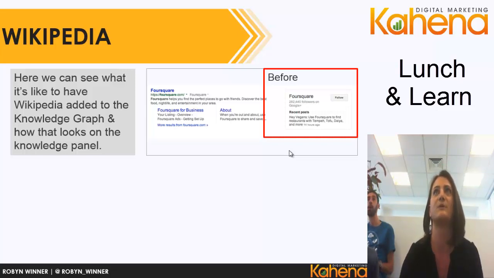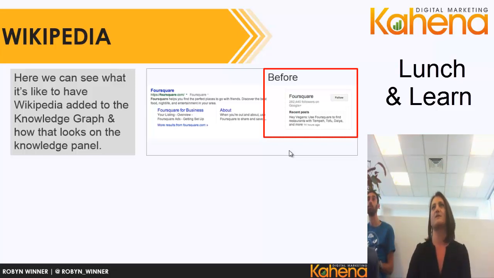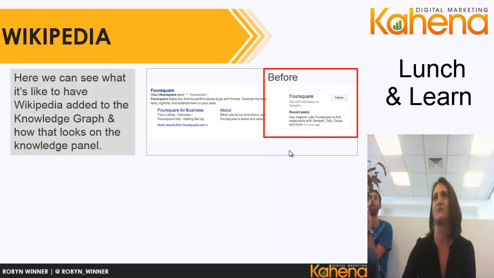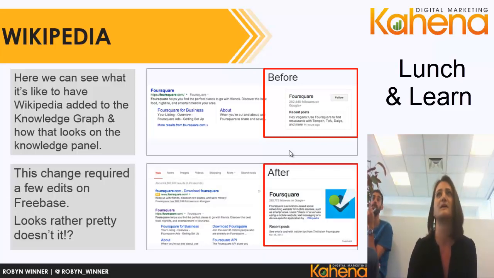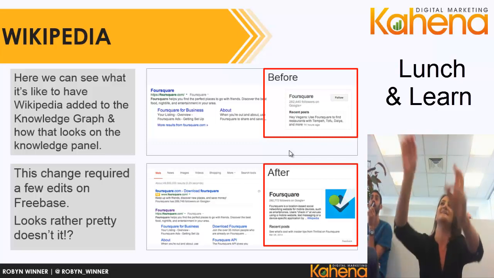Okay, so Wikipedia. Here we can see Foursquare has a Wikipedia account, but before I messed with their Freebase account, they only had their Google Plus account showing. After populating their Freebase with more content, I was actually able to get their Wikipedia account to show, which is so cool. Look at that. Wow, so pretty.